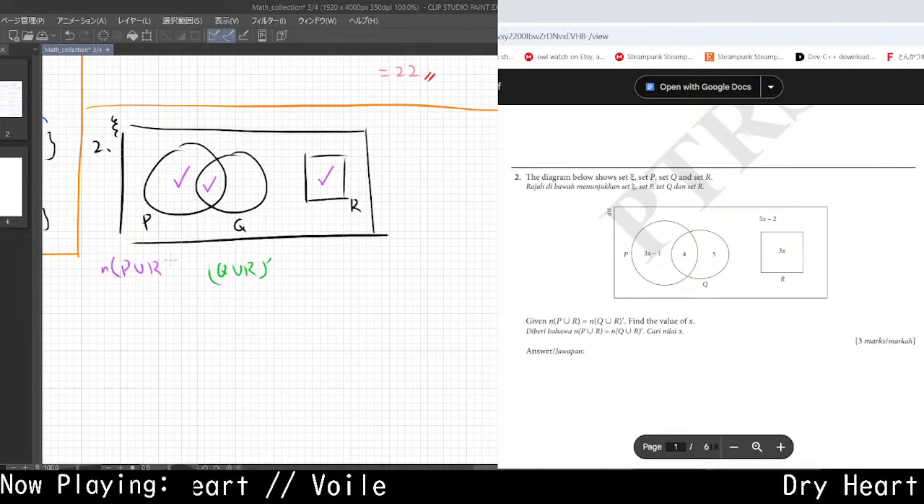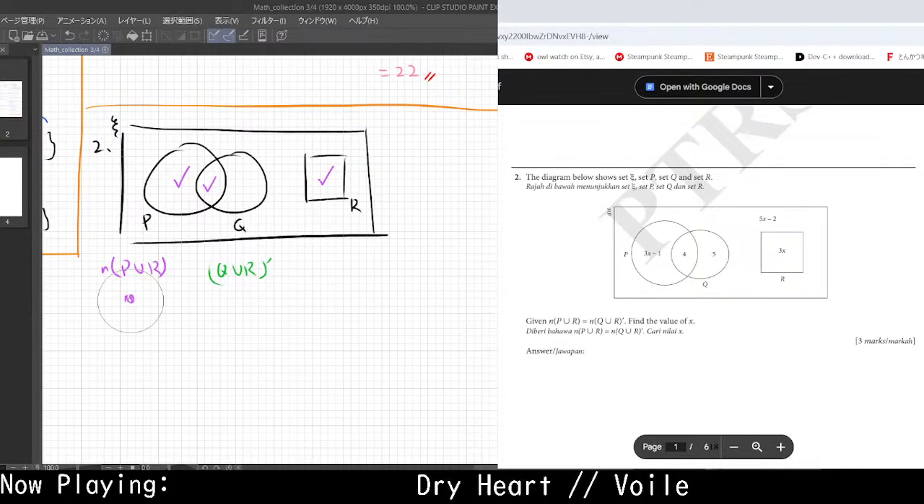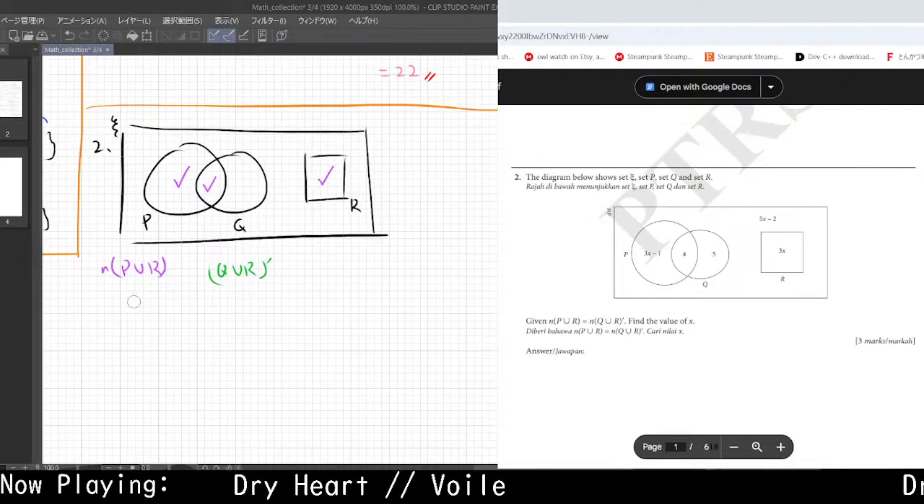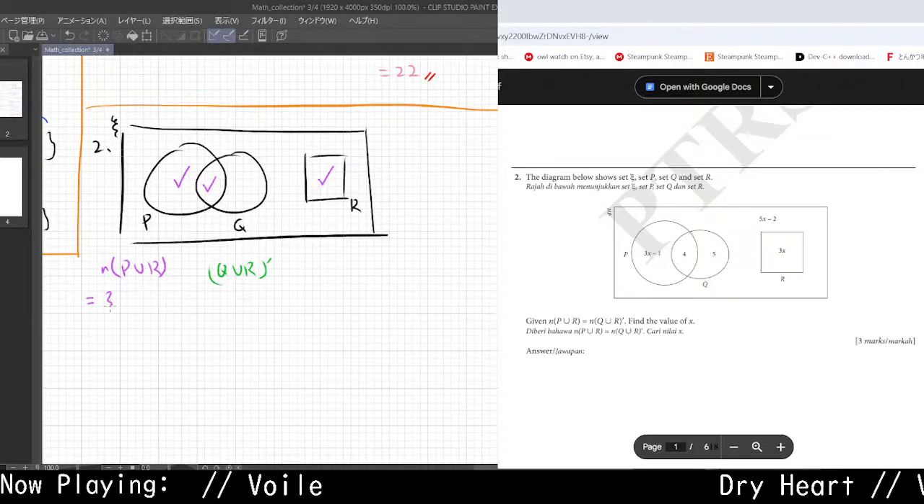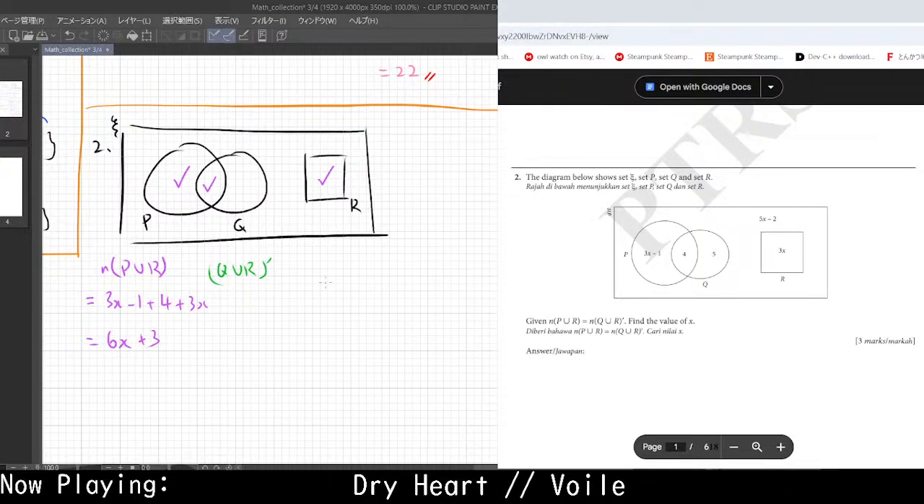So your n of the number of things inside P union R will be equal to 3x minus 1 plus 4 plus 3x. This is equal to 6x plus 4 minus 1 plus 3. There you have it.